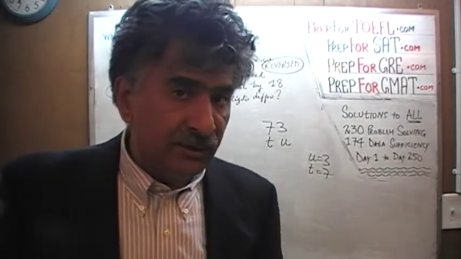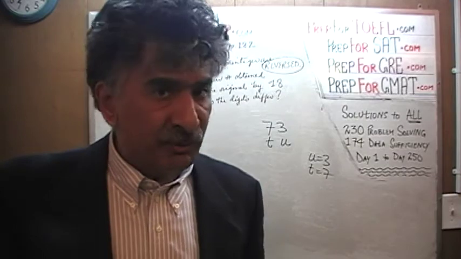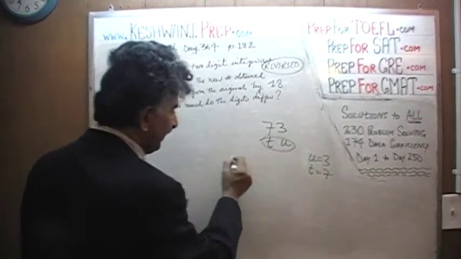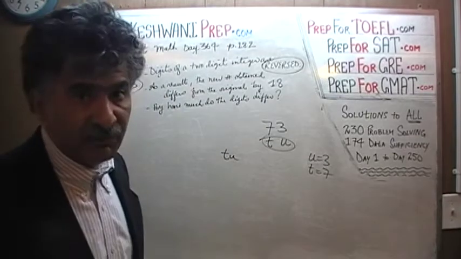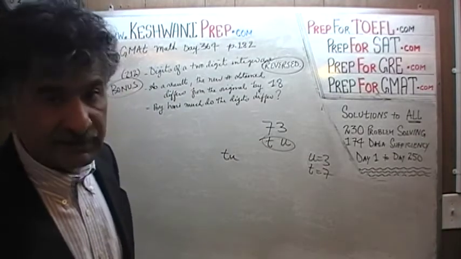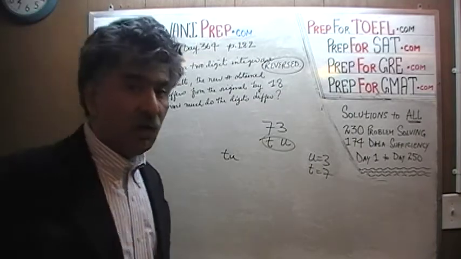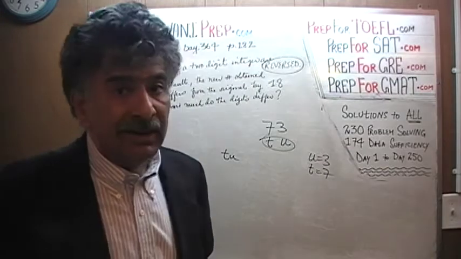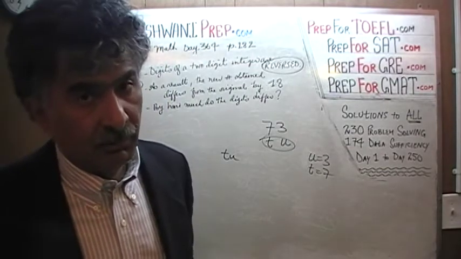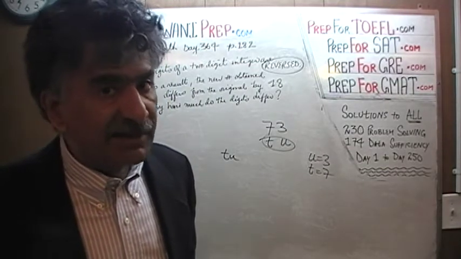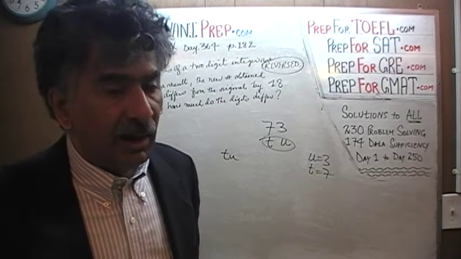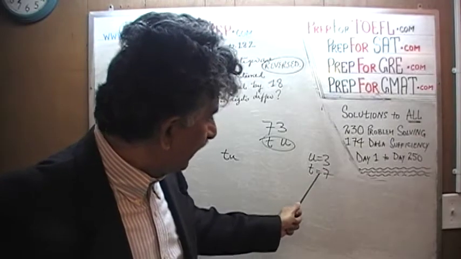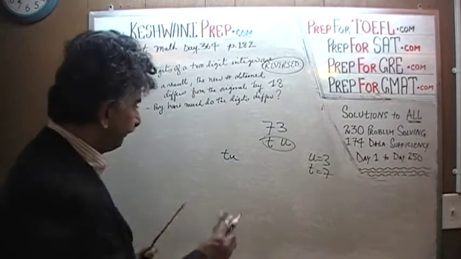So if u is equal to 3 and t is equal to 7, how do we represent 73? We can't simply write tu. We can't just write that. tu in the language of algebra is t times u. How do we write 73 in the algebraic manner, with an algebraic expression, if u happens to be 3 and t happens to be 7? Well, let's find out, shall we?